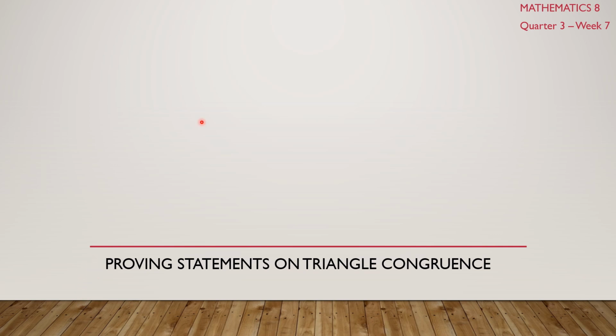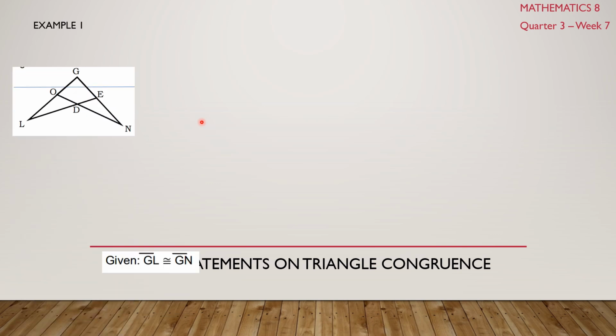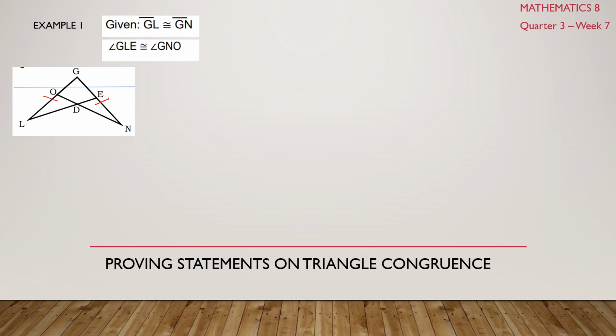We are now ready to prove a statement on triangle congruence. Let's start with example number 1. Given this figure, what are the given statements? The first one is side GL is congruent to side GN. Lagyan natin siya ng markings. And another given statement, we have angle GLE is congruent to angle GNO. Lagyan ulit natin ng markings.